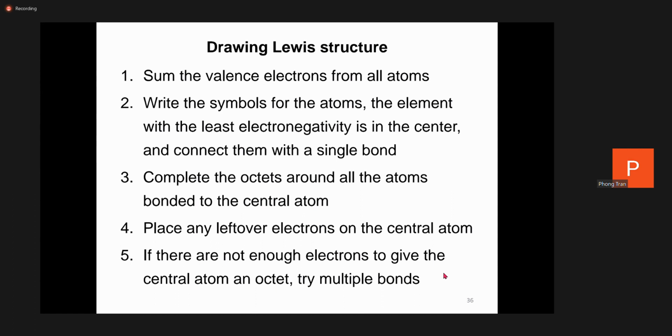Then you look at the central atom to see whether it satisfies the octet. If it has more than 8 electrons, you need to reconsider the structure. Or if it has less than 8 electrons, you need to reconsider the structure by multiplying the chemical bond between the outer atom and the central atom. So by repeating these 5 steps, you can define the final structure of one compound.